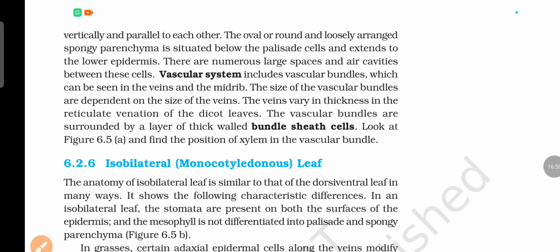Vascular system includes vascular bundles which can be seen in the veins and midrib. The size of the vascular bundles is dependent on the size of the veins, and the veins vary in thickness in the reticulate venation of the dicot leaves. The vascular bundles are surrounded by a layer of thick-walled bundle sheath cells.